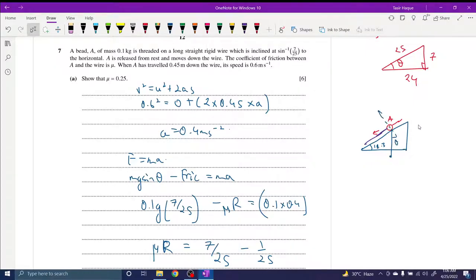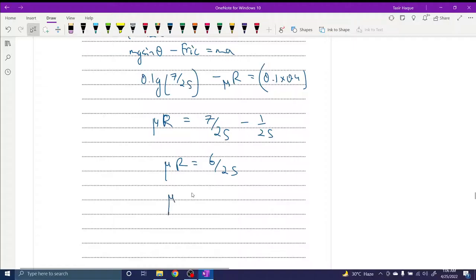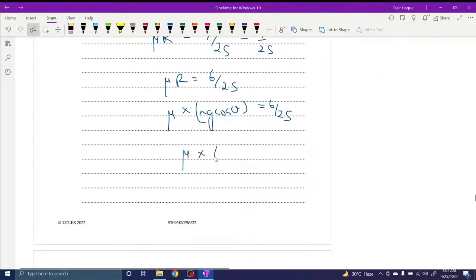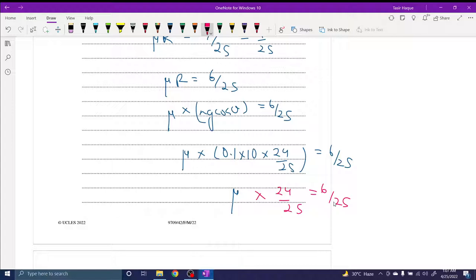It's this component over here, cos theta. So mu into mg cos theta, or alpha, is equal to 6 by 25. Cos alpha, right? Cos theta is actually adjacent by hypotenuse, 24 by 25. So mu into 0.1 into 10 into 24 by 25 is equal to 6 by 25. Let's solve this. So mu is equal to 0.25. Shown.